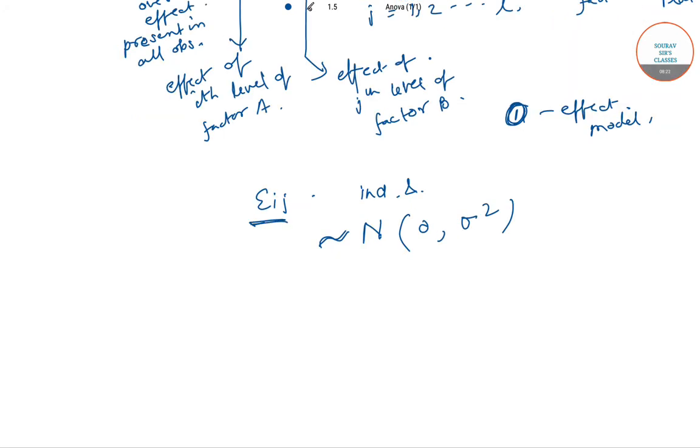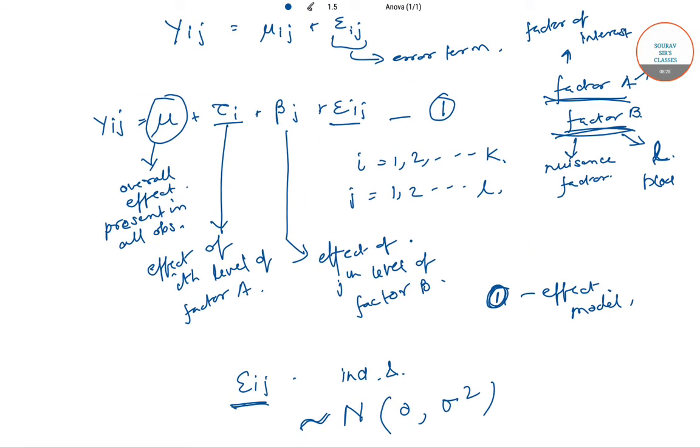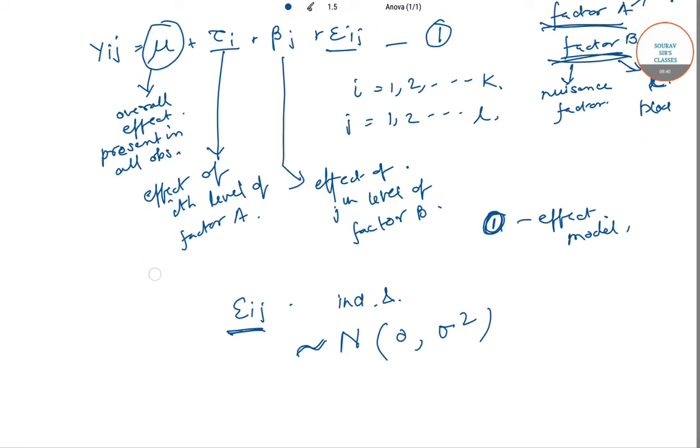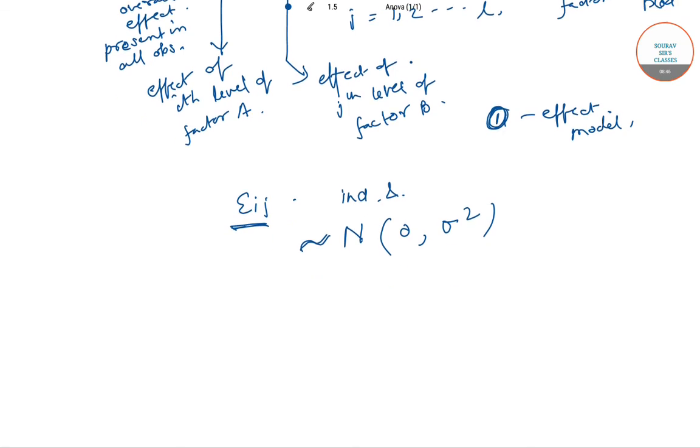So this Eij, which is the error term, follows a normal distribution with mean 0 and constant variance sigma square, and these Eij's are also assumed to be independent. Now, just as in the one-way ANOVA model, we usually define tau i as mu i naught minus mu, and beta j as mu naught j minus mu. Here we are considering that the factors are fixed factors.